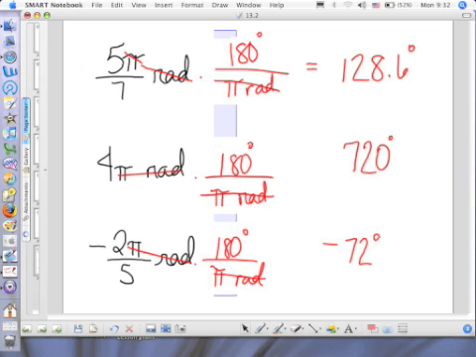Now, if you were asked to graph these 3 angles, what's the difference between the first 2 and the last one? No, the direction you take off in. Okay? We always start at the initial side, which would be the x-axis going in the positive direction. And we're going to go up and around to get to 128.6 degrees, up and around to get to 720, or down and coming back the other way for this last one of negative 72 degrees.